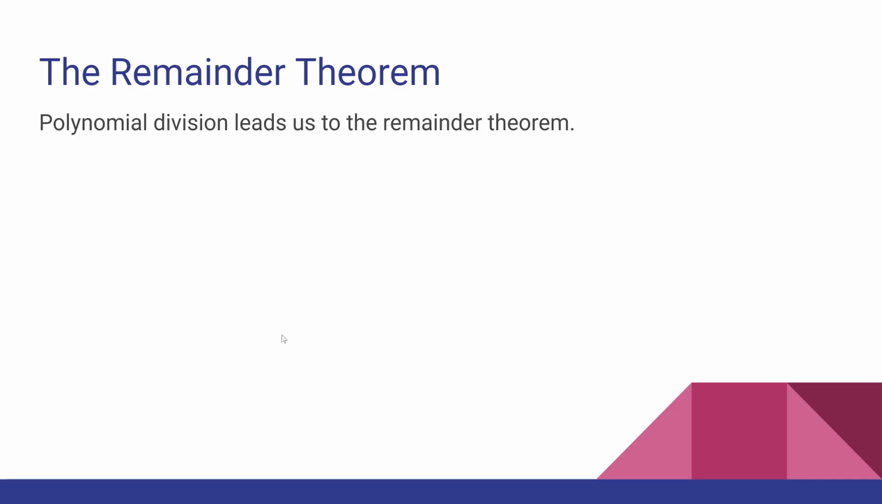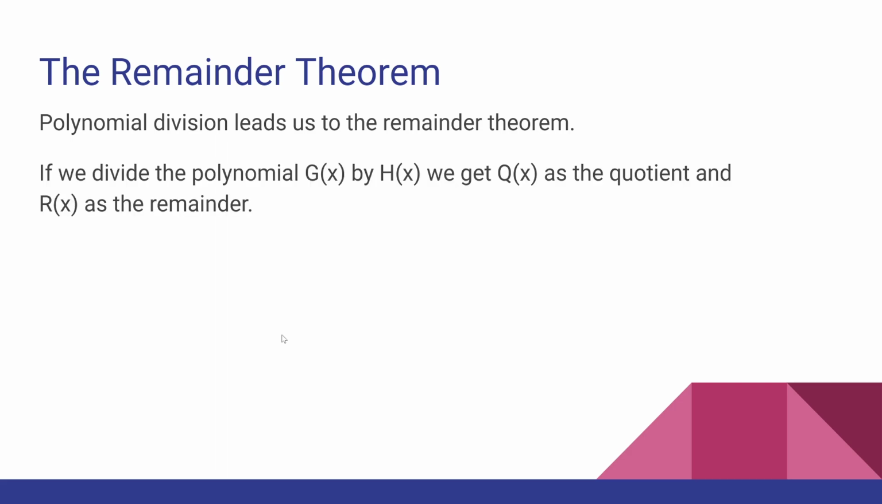Alright, so using polynomial division, we basically get the remainder theorem. If we divide any polynomial by another polynomial, we get a polynomial as a quotient and another polynomial as a remainder. So we can write this out as g of x, which is our polynomial that's getting divided, equals h of x, which is the dividing polynomial, times q of x, which is our quotient, plus r of x, which is our remainder.